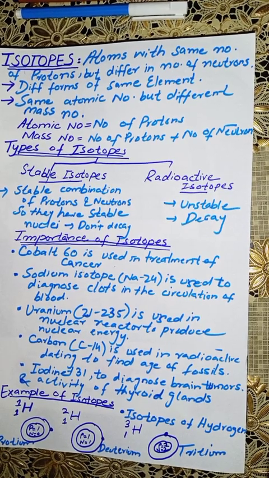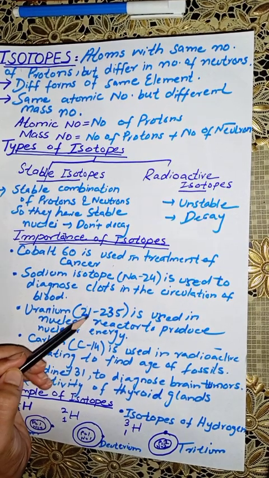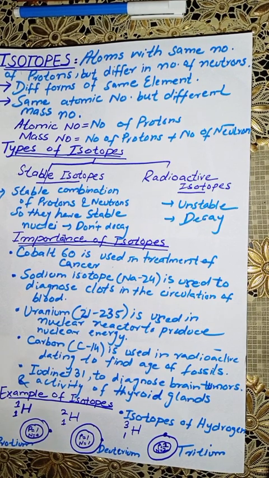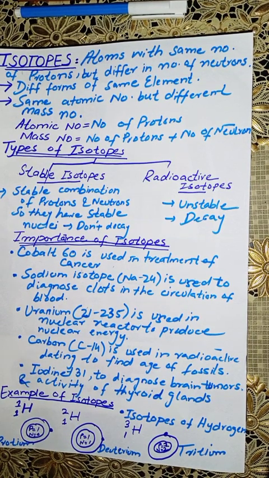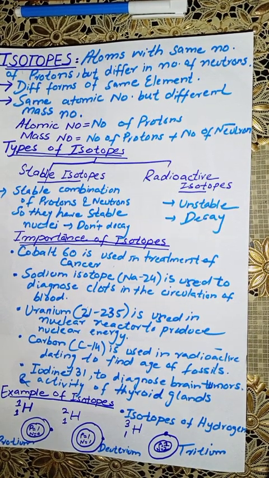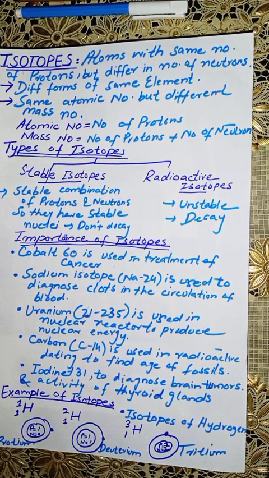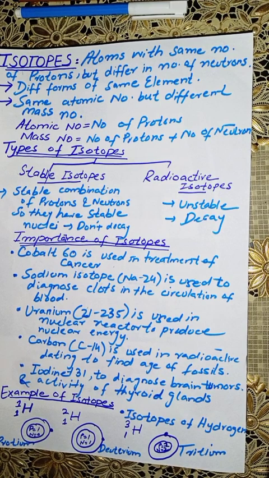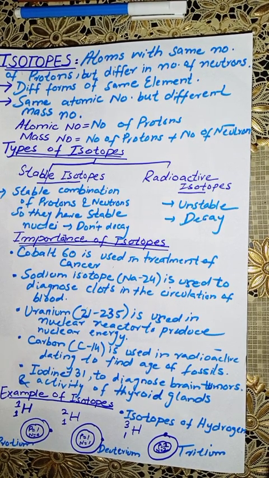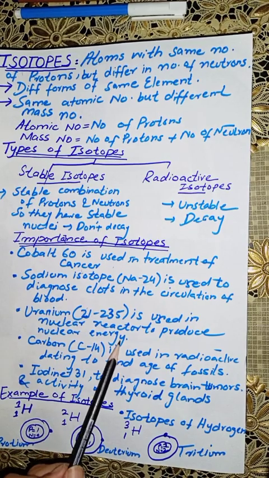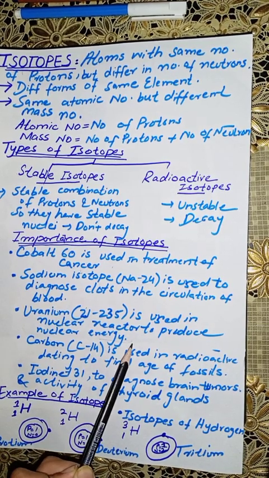Uranium isotope. The symbol of uranium is U. Uranium 235 is used in nuclear reactors to produce nuclear energy. Uranium is also known as a nuclear isotope. Nuclear energy is used to run the nuclear reactors.